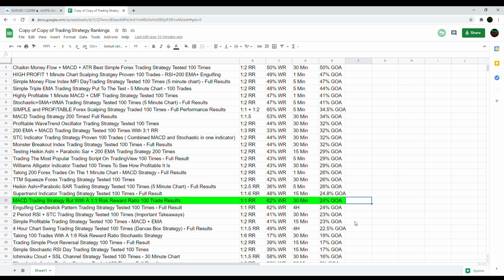Obviously 1 to 1.5, 1 to 2, 1 to 3 all worked better, had better gain on the account. Even though the win rate wasn't nearly as good, the gain on the account was much better, and that's what's important. Hopefully you don't need to have a high win rate in order to keep your emotions under control. If you need that, it's probably not time yet to be risking real capital, if we're being honest here. But anyway, that's all I have to say about this actual test.